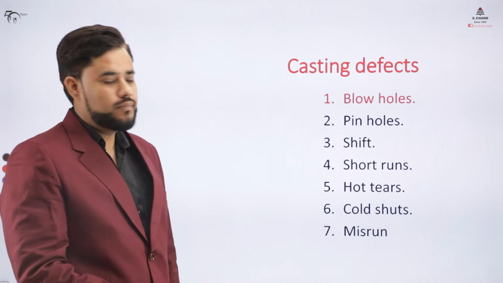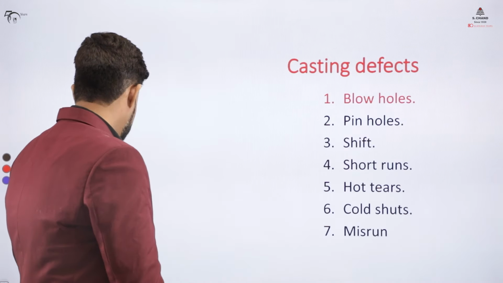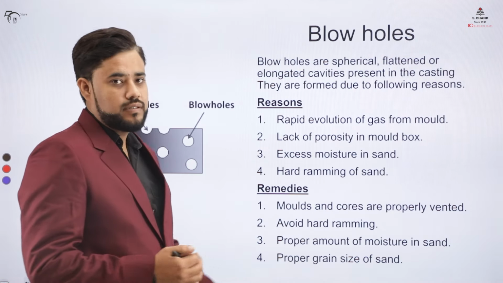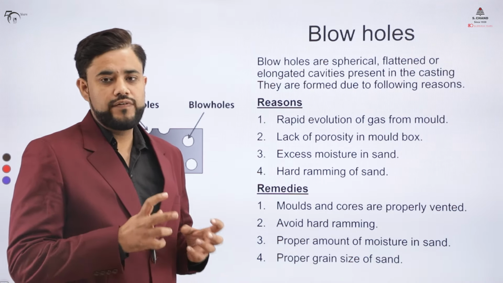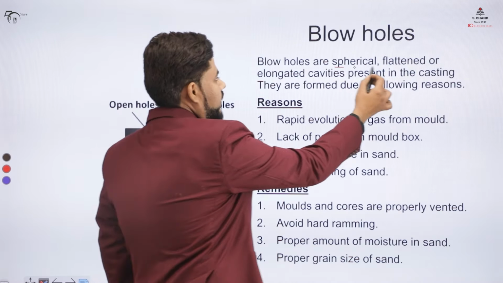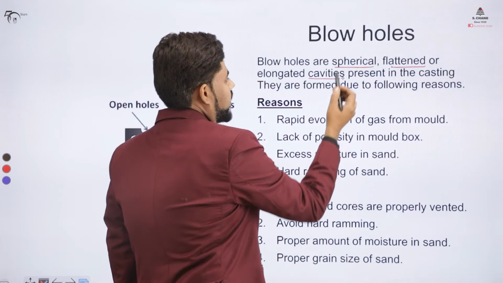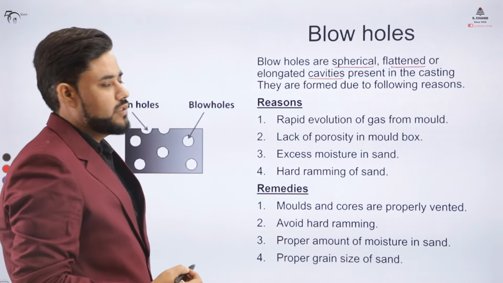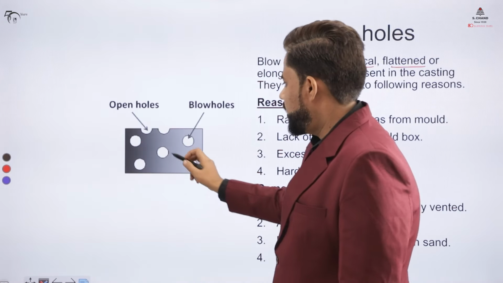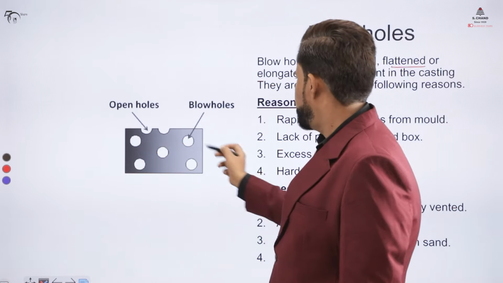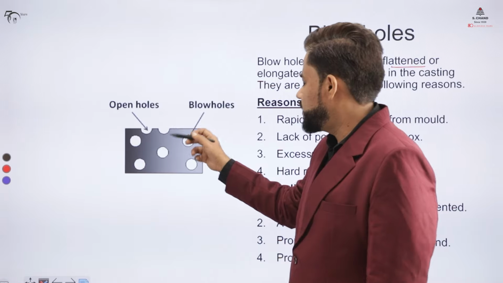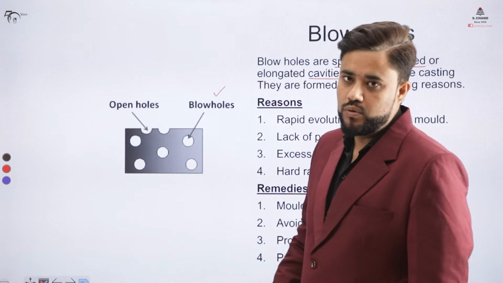So we will be learning about the blowholes first. As the name suggests, blowholes are the holes which are produced on the surface of the final casted item. Those holes can be spherical, flattened or elongated cavities which are present on the casting surface. As you can see on the diagram, there are holes which can be spherical or elongated or flattened, and those holes are there on the surface of the casting and they are called blowholes.